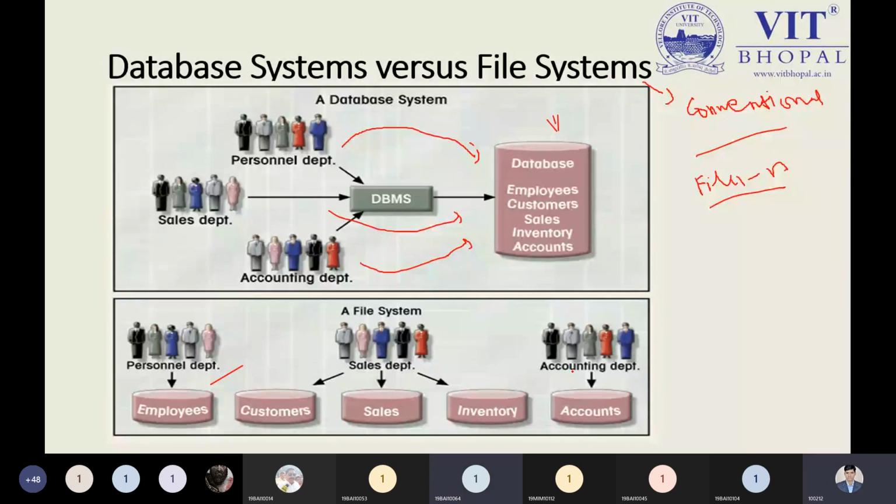Now, in the traditional file system, we have to maintain the record of each and every student, each and every person, in a file, and we have to keep the records in page form.